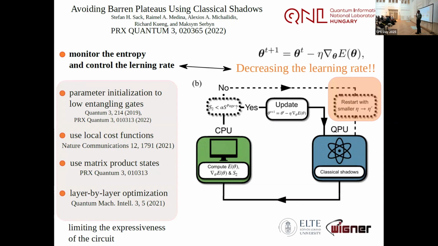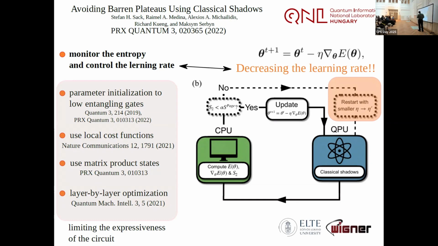But think about it for a second. When you are limiting the expressiveness of your quantum circuit, it means that you are limiting the capabilities of your quantum machine learning model. So you can conclude that this isn't the most ideal solution for the problem.